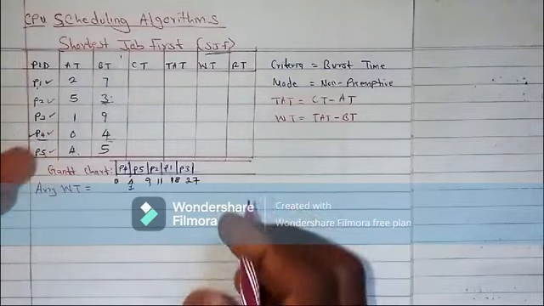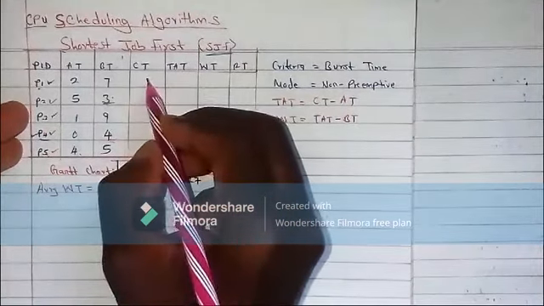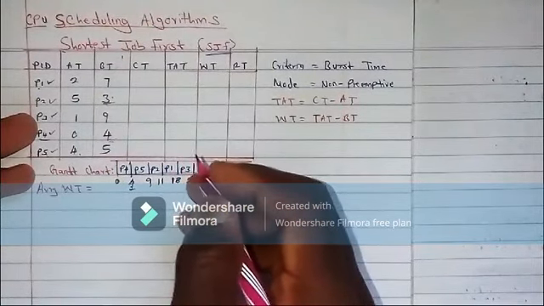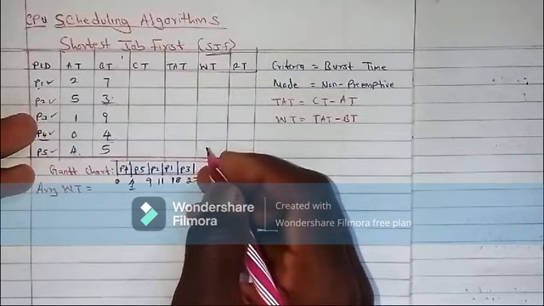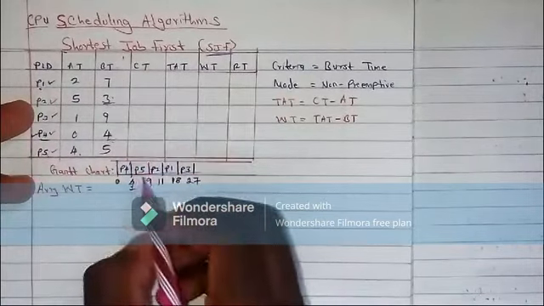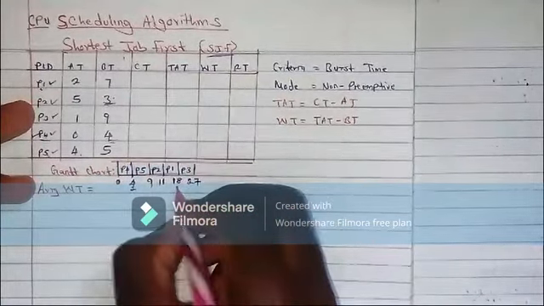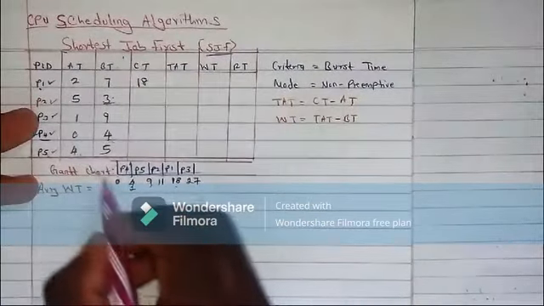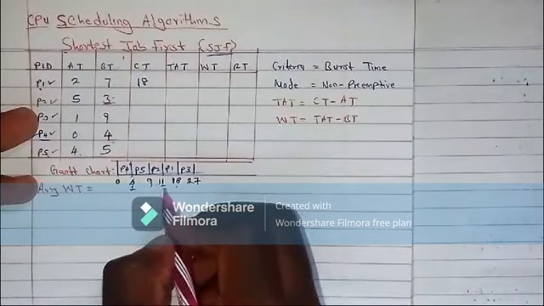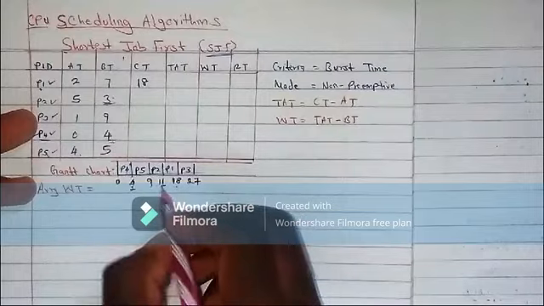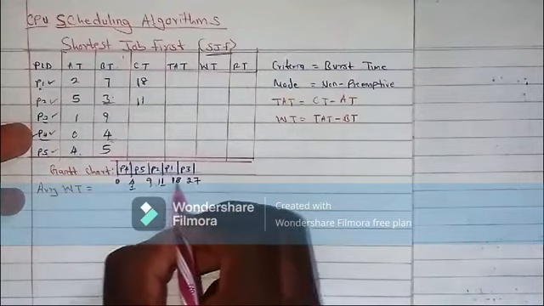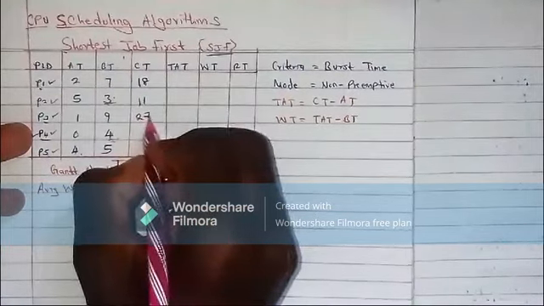Now we have already drawn our Gantt chart. Now we want to fill in the completion time section. Completion time is the time at which the process finishes being executed after being allocated to the CPU. We want to see the completion time of P1, which is 18 there. P2 is 11. You check the Gantt chart, which is helpful for you to know the completion time. So P2 has 11 there. We come to P3, which has 27.